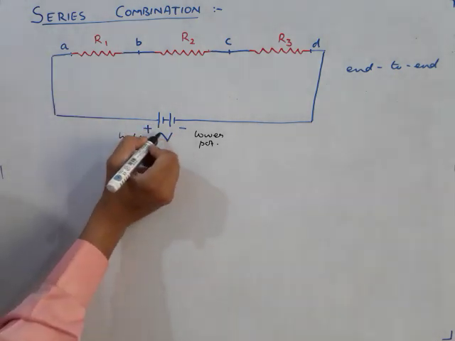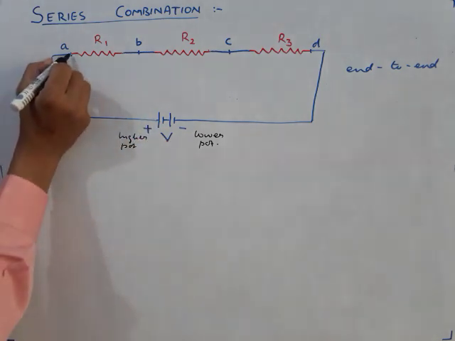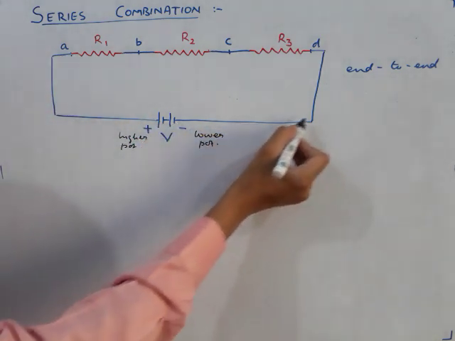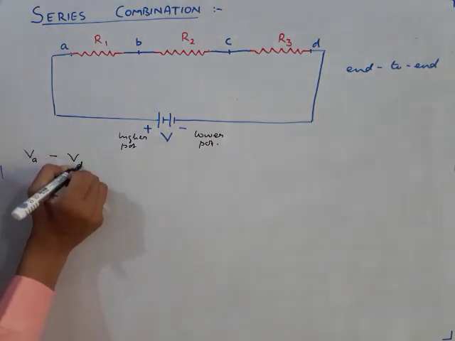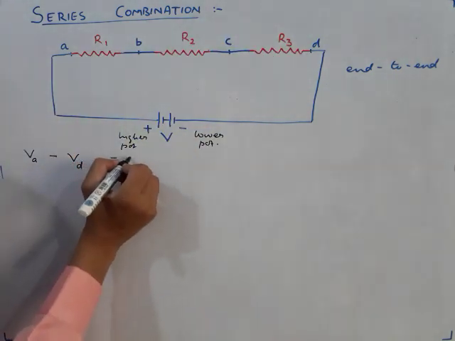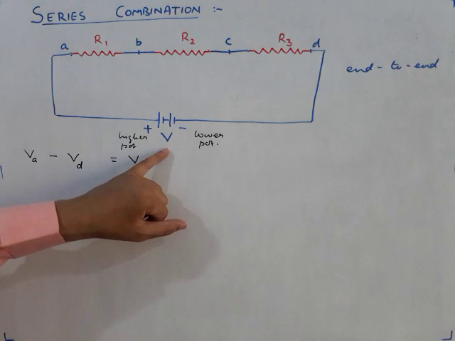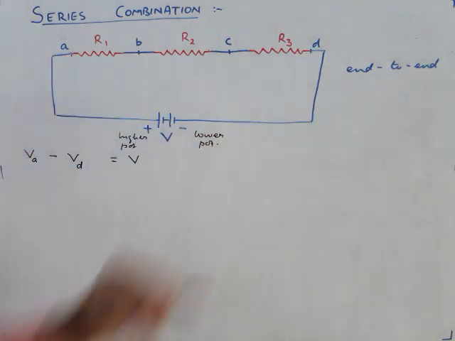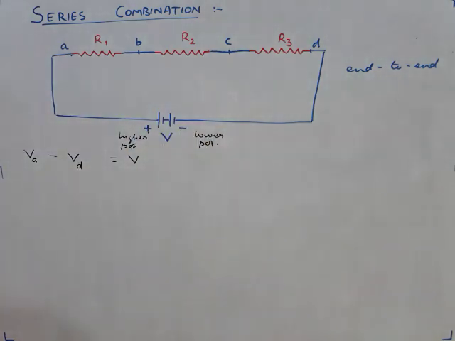This potential difference V is applied between which points? You see, the positive terminal is connected to point A and the negative terminal is connected to point D. So we can write potential at A minus potential at D. This is the potential difference between points A and D. So this is equal to V. Is it clear, students? This potential difference V is equal to VA minus VD. That is the potential difference between the points A and D.